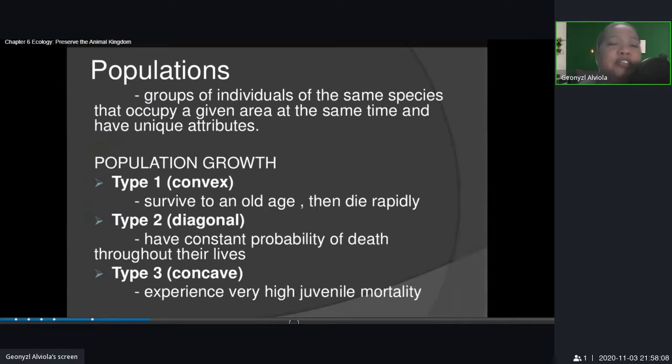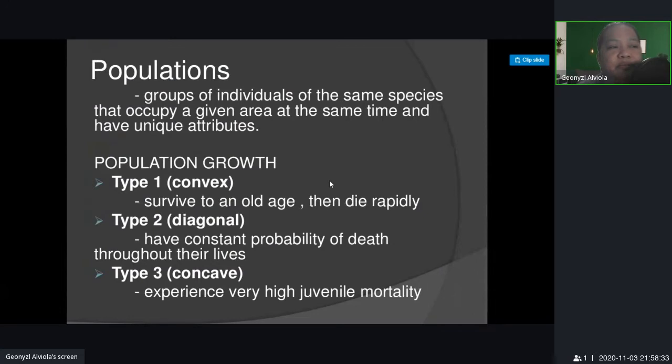It is defined as the group of individuals of the same species that occupy a given area at the same time and have unique attributes. Like for example, human population, bird population, insect population, fly population, termite population.